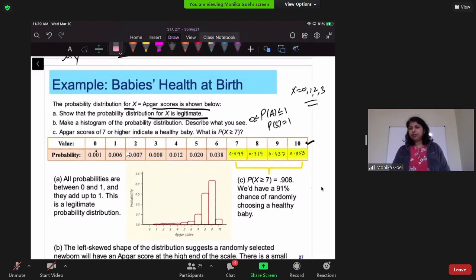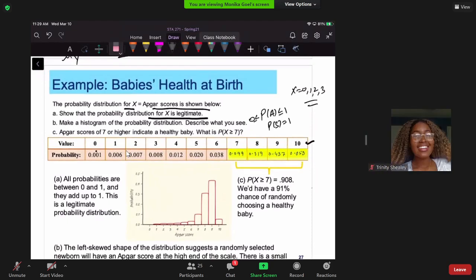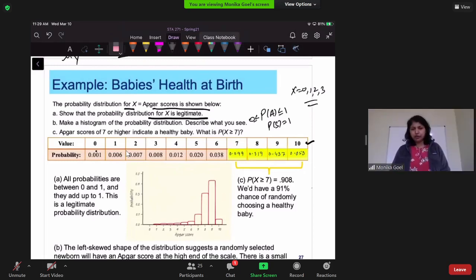Take a look and let me know. Yes. So all of these are between 0 and 1. And when you add everything, it adds up to 1 whole. So my first 2 rules are satisfied. This is a legitimate probability model to work with.